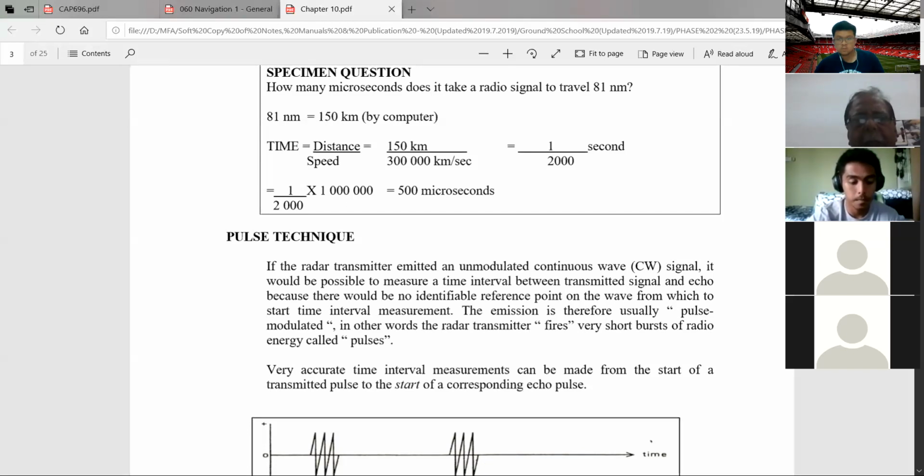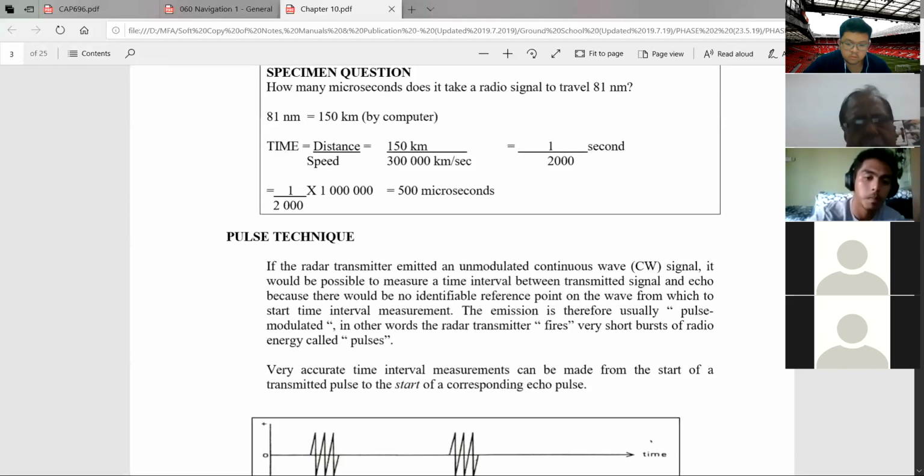As such, this so-called continuous wave transmission is not feasible and will not serve any useful purpose as far as the radar transmission is concerned. As such, we transmit the radio energy in the form of pulses. Transmit, stop, transmit, stop, transmit, stop. We transmit the radio energy in the form of pulses.